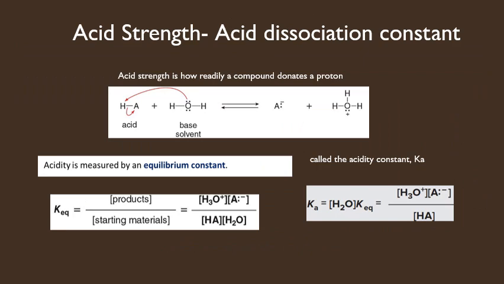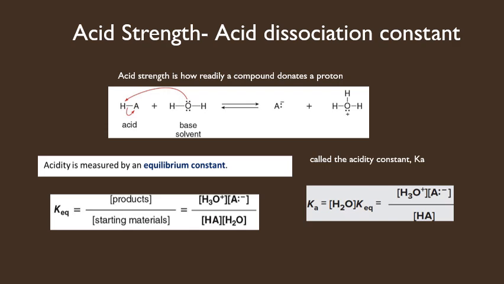So how exactly can we measure the acid strength, whether it is a strong acid or a weak acid? If we have two strong acids, which one is going to be stronger? And if we have two weak acids, which one is weaker? For that, we use an equilibrium constant, the acid dissociation, to see how much it dissociates.